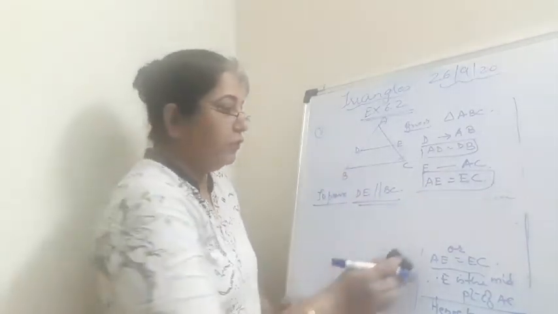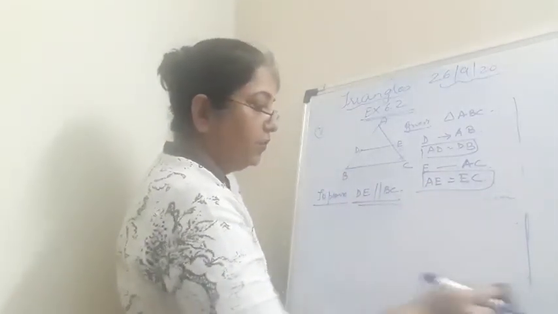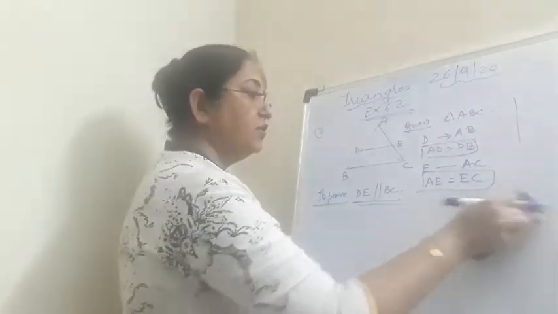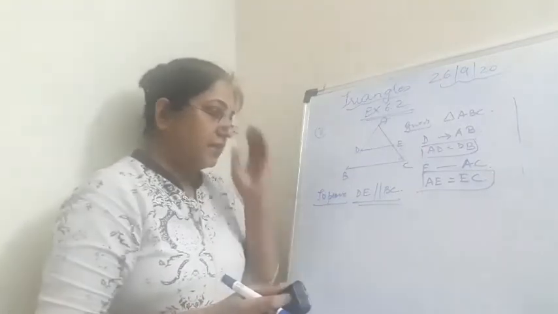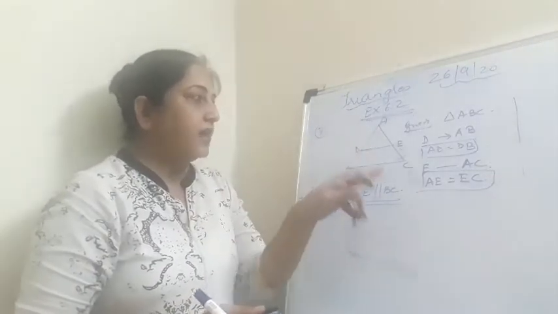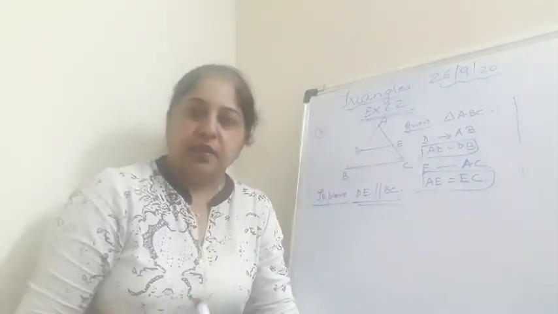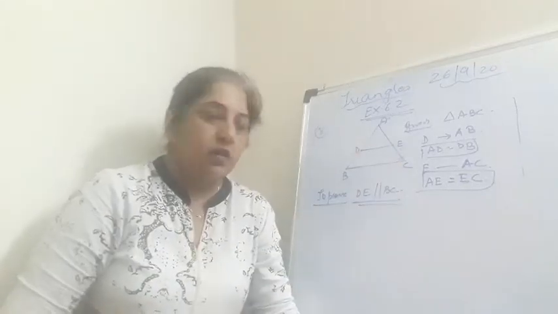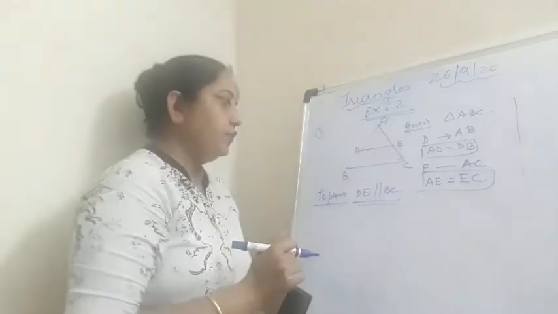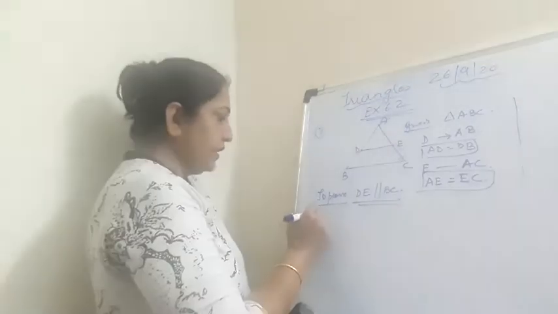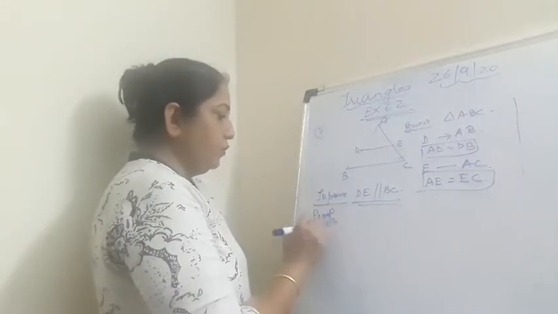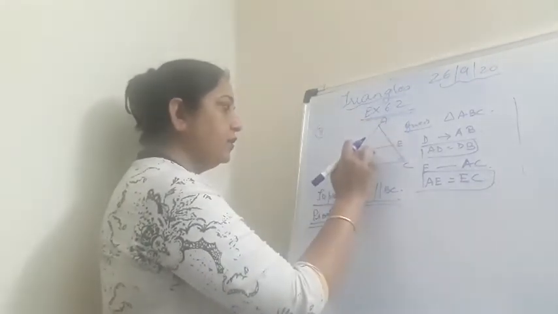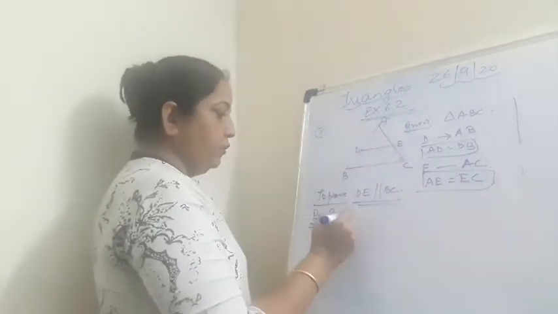So what do we have to prove? That DE is parallel to BC. Now we know that the converse of the basic proportionality theorem says that if the sides are proportional, then this line will be parallel to the third side. Now how will we prove that these sides are proportional? Starting with the proof, we know that since D is a midpoint, AD is equal to DB, right? Proof.